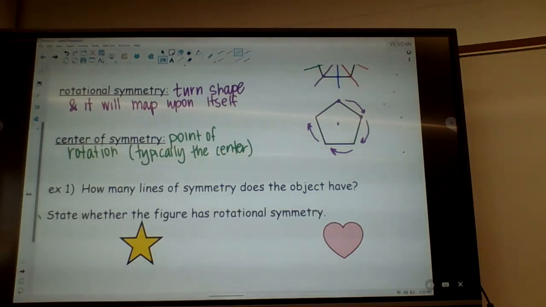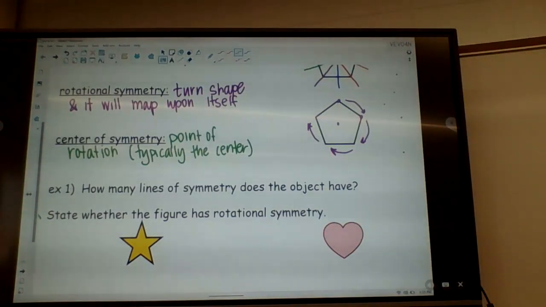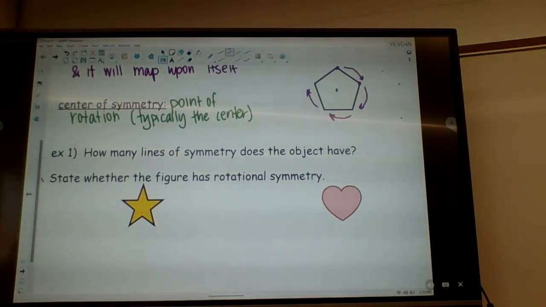What do you guys think? Does the star have symmetry? Line symmetry, first of all. How many? There's 5. Actually, the star is almost identical, kind of strangely, to the pentagon we did up above. So again, you would have 5 lines of symmetry going through each of the vertices.